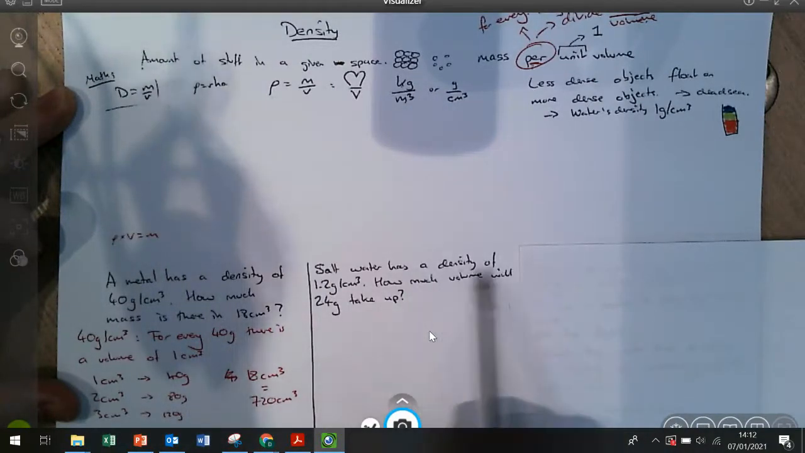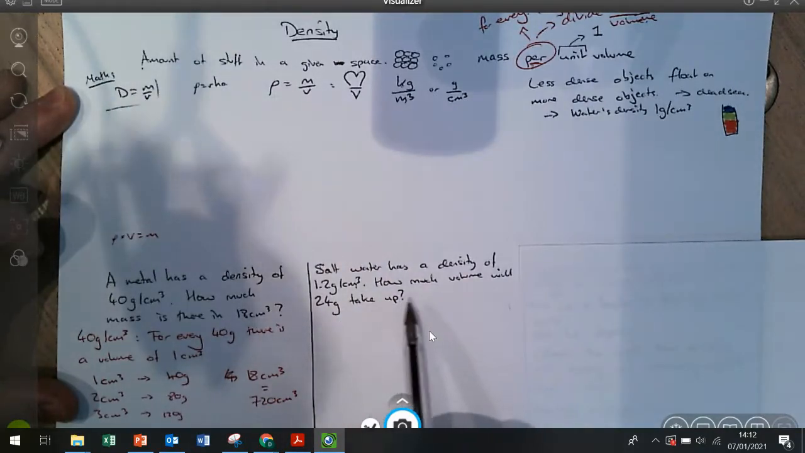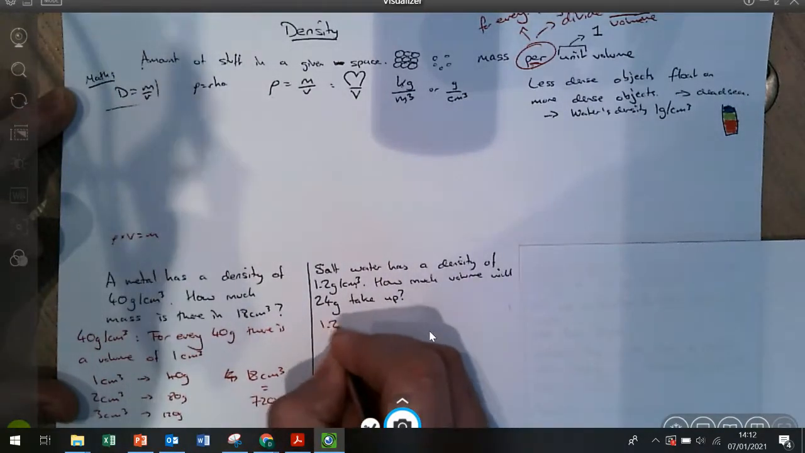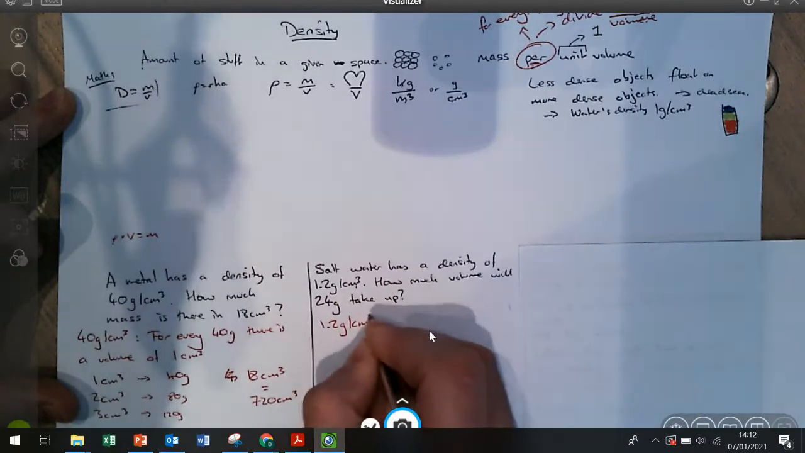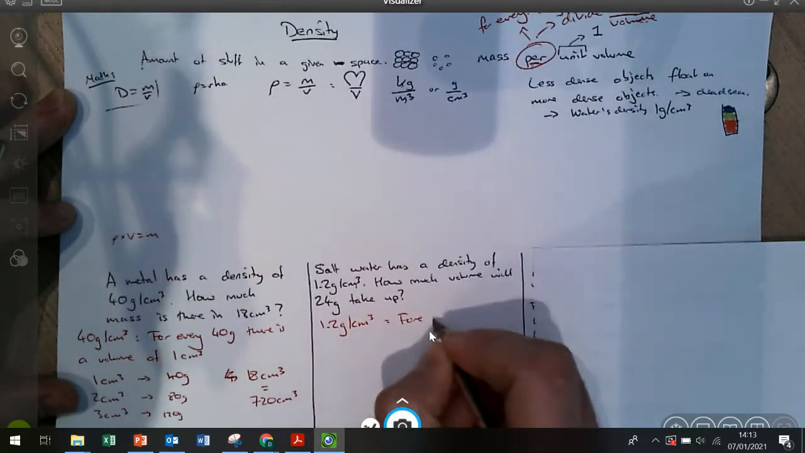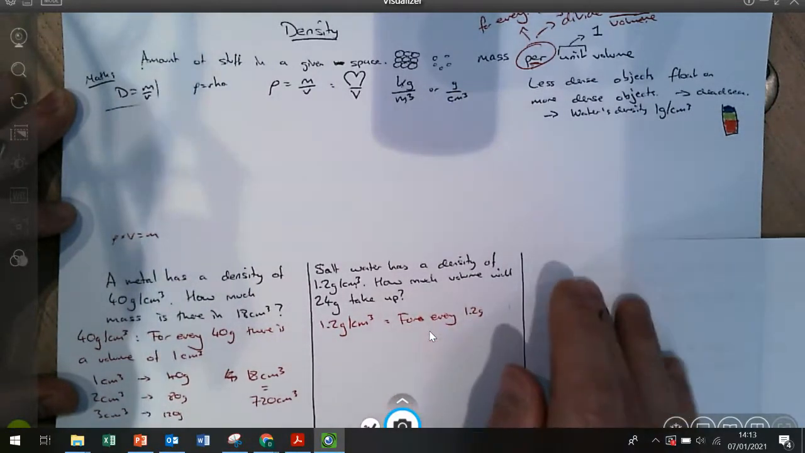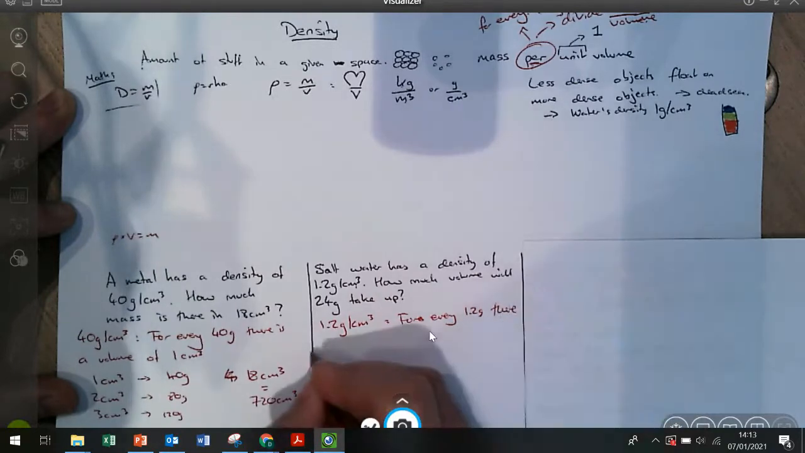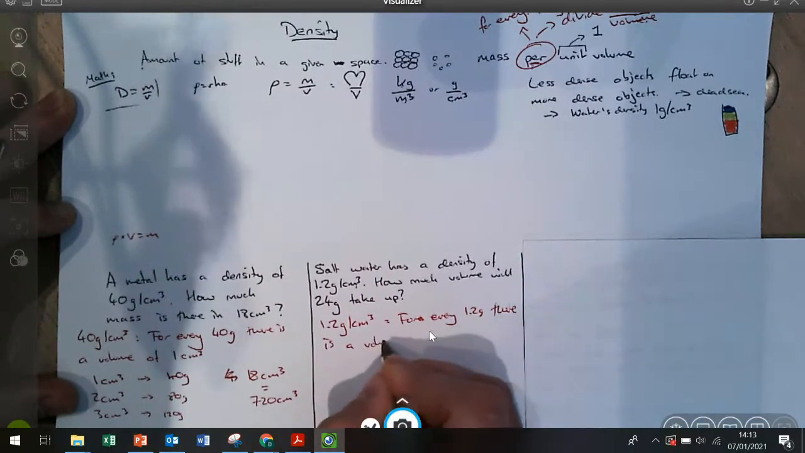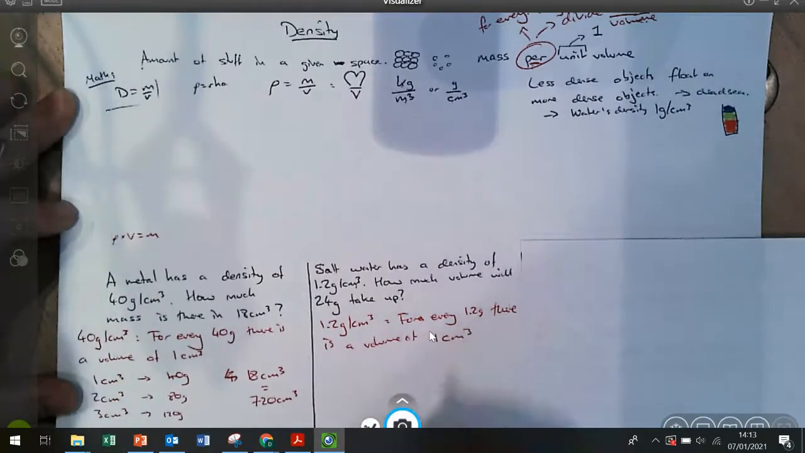So salt water has a density of 1.2 grams per centimetre cubed. How much volume will 24 grams take up? So again, we get them to start by saying, what does this density actually mean? It means for every 1.2 grams, there is a volume of 1 centimetre cubed.